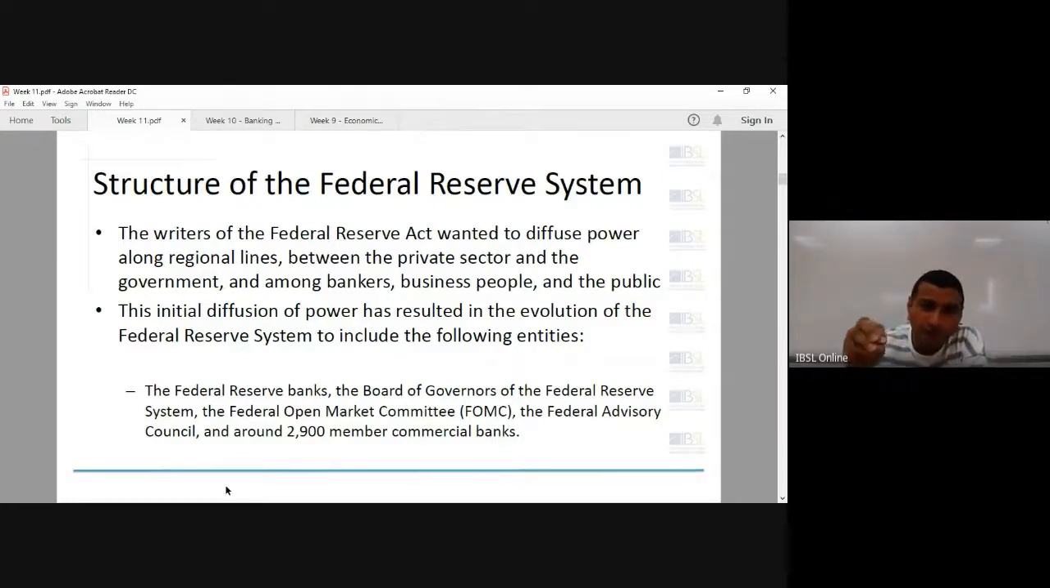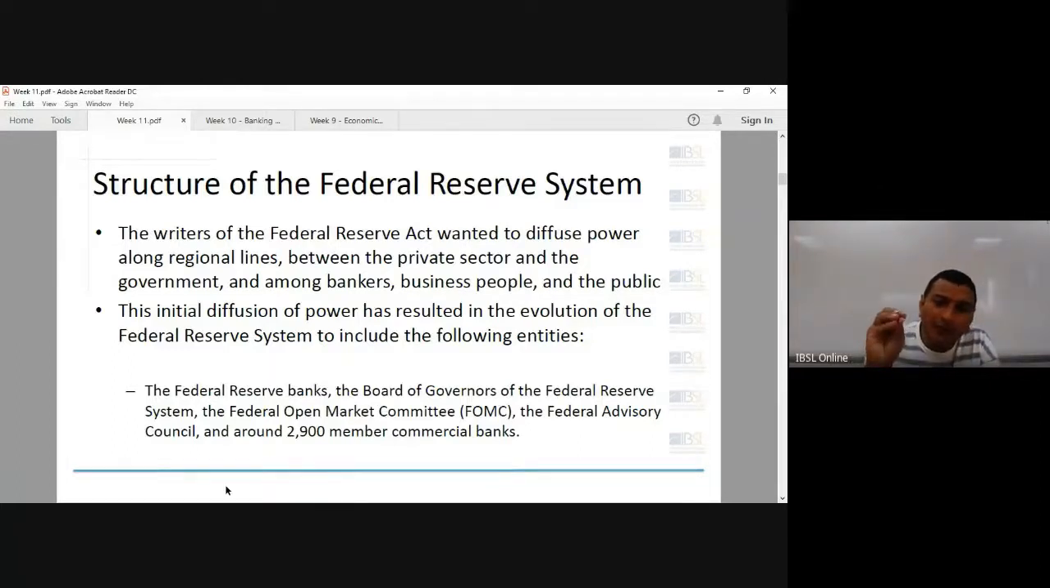Okay, so this initial diffusion of power has resulted in the evolution of the Federal Reserve System as not one centralized entity, but a collection of major systems across the so-called Federal Reserve System itself. So the US Federal Reserve System is mainly comprised of, as I said, Federal Reserve banks. Federal Reserve banks, we will detail out in the next few slides. So you see the Federal Reserve banks there, and then you see the Board of Governors of the Federal Reserve System. So that's the chairman and the most important decision-making lot, the Federal Reserve Board of Governors.